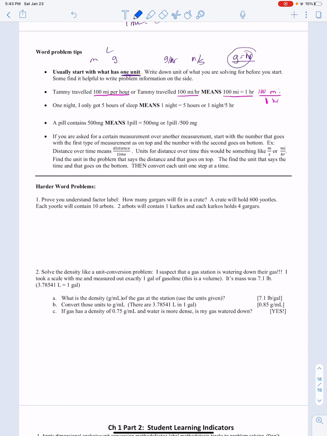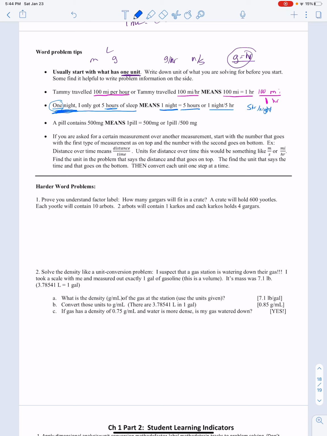Another tip. Sometimes you'll see "one night I only got 5 hours of sleep." Sometimes the numbers will be written as words. 1 night equals 5 hours of sleep, or 1 night per 5 hours, or 5 hours per night. These are all conversions they use in the middle of the problem. Even though this number looks like it's alone, "1 night I only got 5 hours of sleep," you know it's not alone because there would be 2 alone things in the problem if that were the case. So those 2 numbers are tied together.